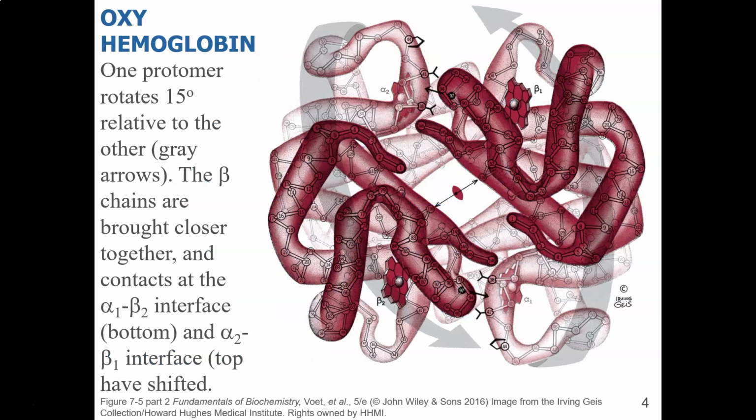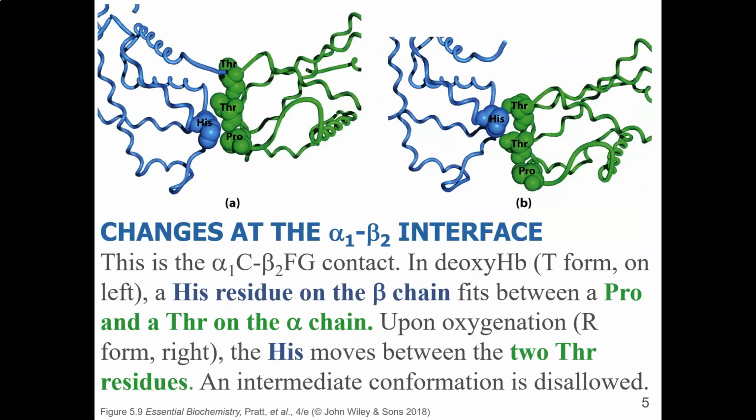When that 15-degree rotation occurs, so that we're in the R form, I'm going to circle these contacts again. What happens is that the beta chains are brought closer together. The alpha-1 beta-2 and the alpha-2 beta-1 interfaces have changed. I have a close-up I'll show you in a second. The other thing I wanted to point out is I drew the same arrow so it was the same size as on the previous slide. The cavity of the R form is a lot smaller than it is in the T form. So let's look at those changes in the interface.